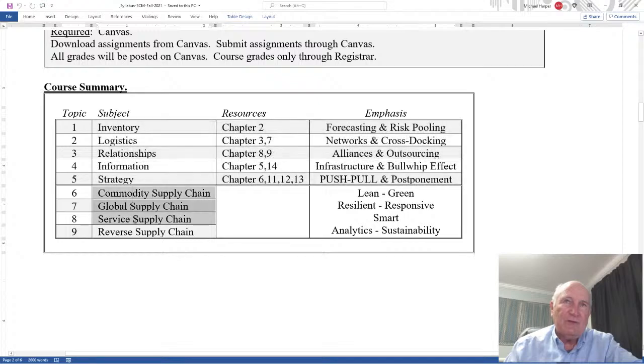Now, the second half of the course, there is nothing in the textbook for this. These are more my notes. And in addition to the supply chains, I will look at these different characteristics over here: a lean supply chain, green supply chain, resilient, responsive, smart supply chain, the analytics within the supply chain, and sustainability within these types of supply chains.